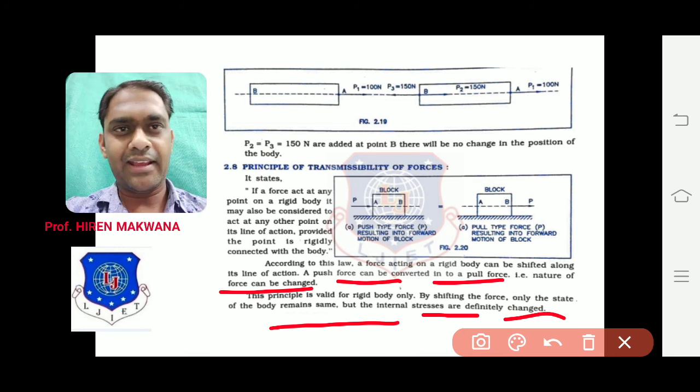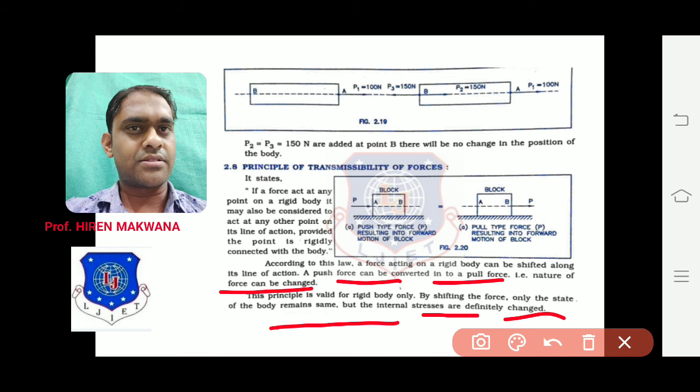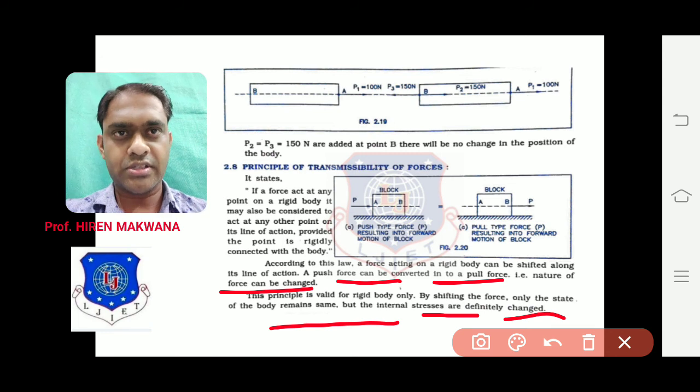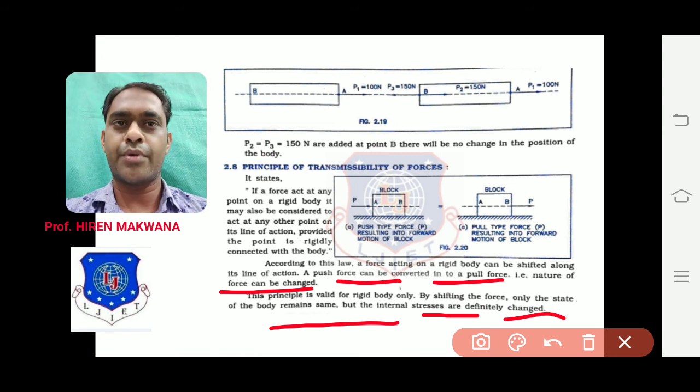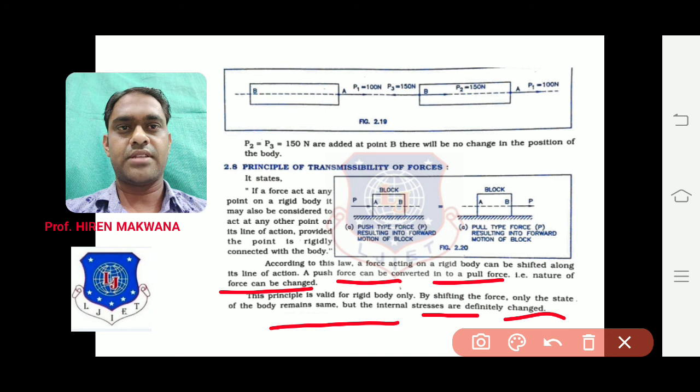So don't take it seriously. Just go through it. Just remember the funda of the principle of superposition and the principle of transmissibility. The rest of the definitions are not much important from the subject point of view. You just concentrate on the remaining chapter. In the important topics, we can cover the law of parallelogram of forces and its numericals. Lami's theorem is very important, and some examples of Lami's theorem are also very tough and important. So you just practice them.